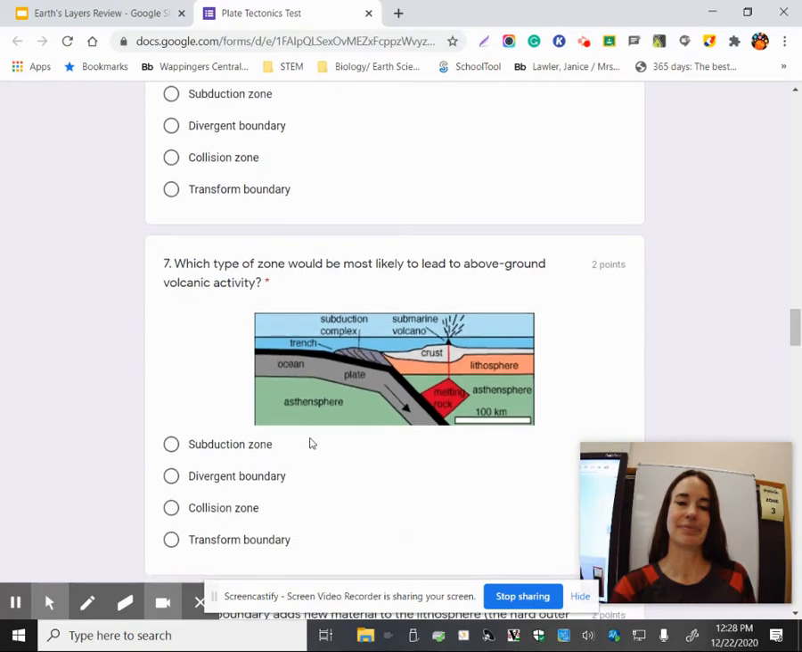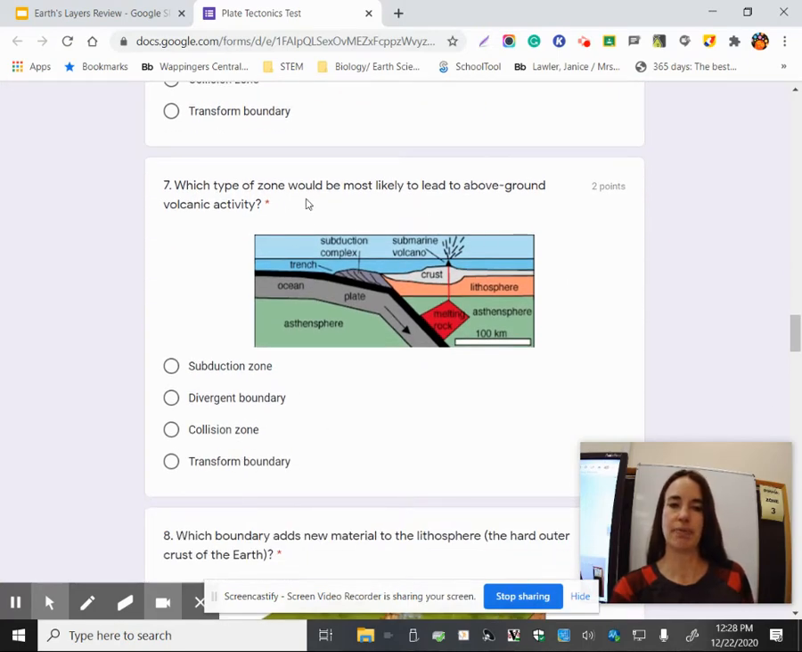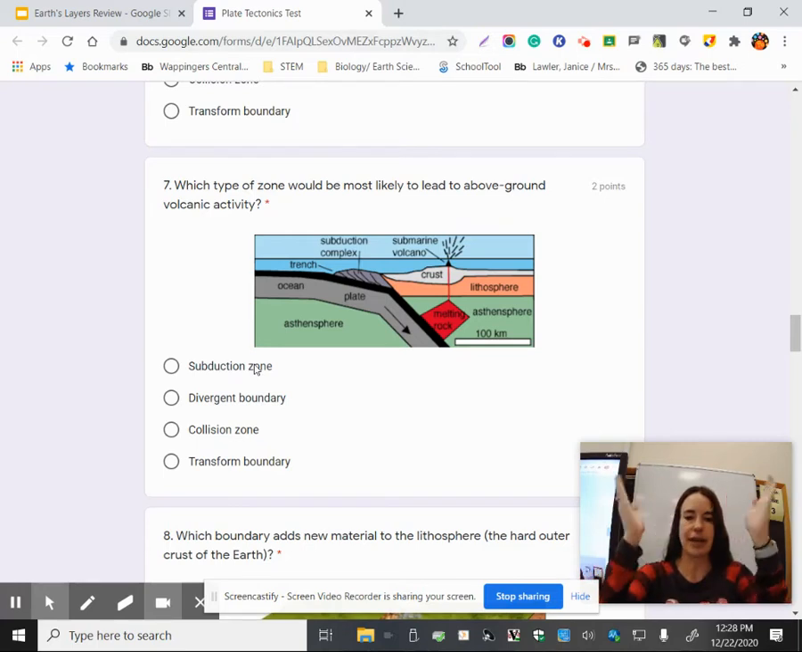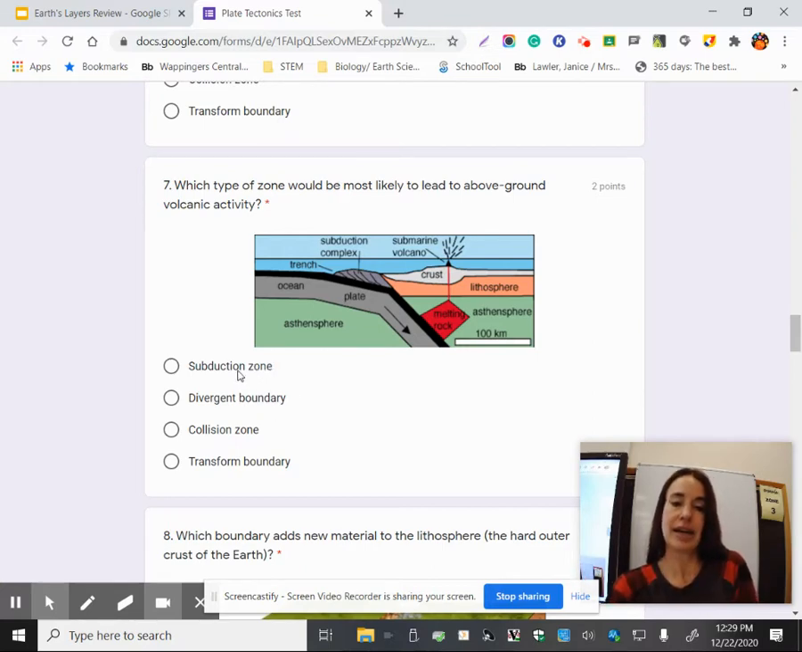Number 7, which type of zone would most likely lead to above-ground volcanic activity? Okay, so there's a volcano. Is it the subduction zone? Is it the divergent boundary? Is it collision zone? Or is it a transform boundary? And remember, you can always rewind me a little bit and make me go forward as you go throughout this thing.